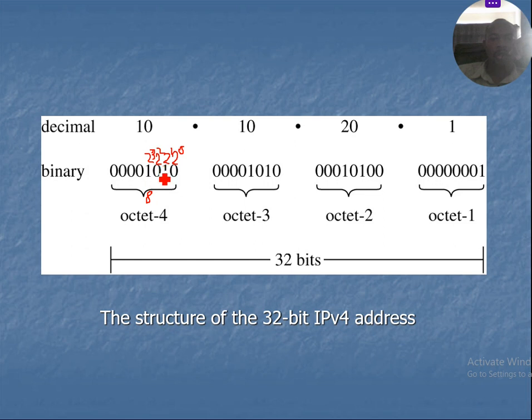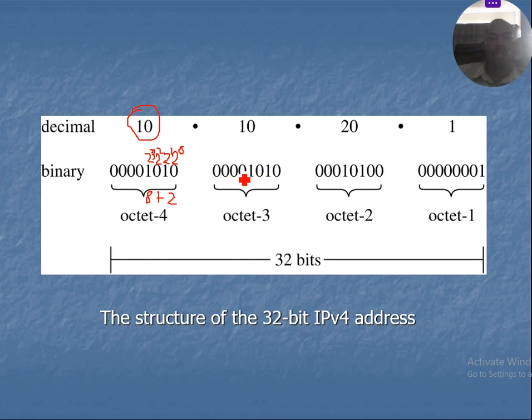Then 2 to the power of 2 is 4, but multiplied by 0 is 0, so we have 0 here. Then 2 to the power of 1 is 2, times 1 is 2, so plus 2. Then 2 to the power of 0 is 1, and 1 times 0 is 0. So you say 8 plus 2 is 10. That's how we got this 10 in decimal form.